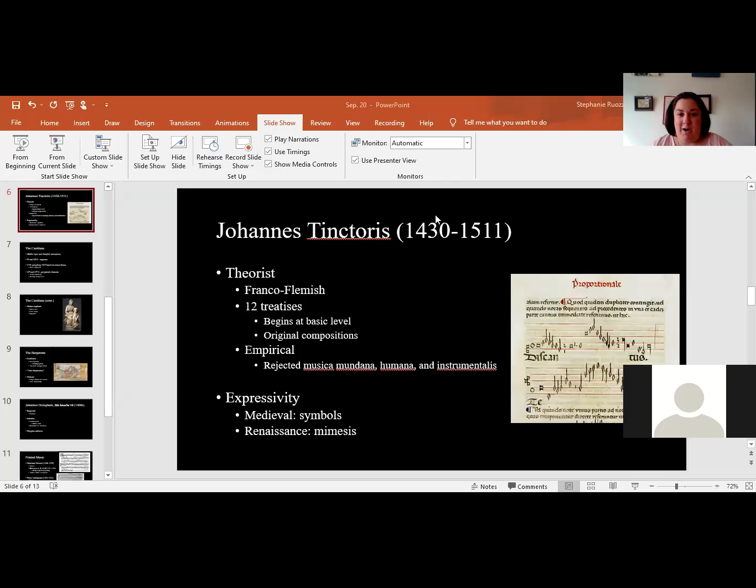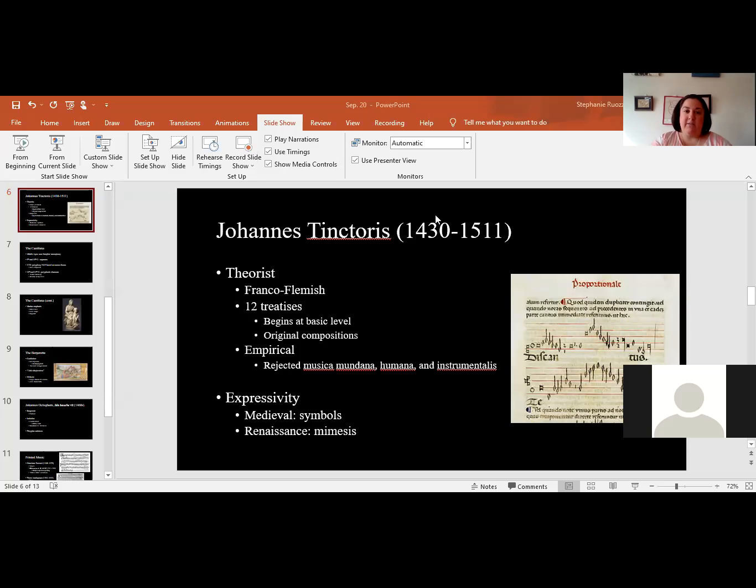What is musica humana? Like the music of the human body, like organs and stuff. Exactly. So all the ratios and mathematical relationships that make my body work. Good. And musica instrumentalis is, of course, just the music that we hear. Tinctoris rejected 2 out of those 3. He said musica mundana, musica humana, don't care about it. Musica instrumentalis is the only music.